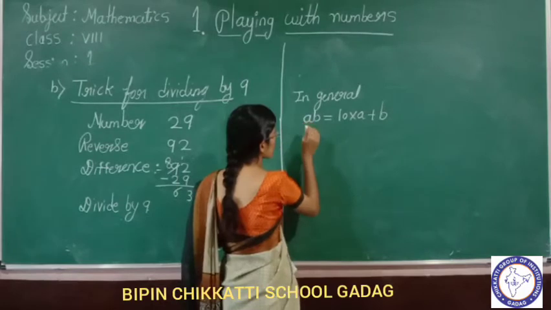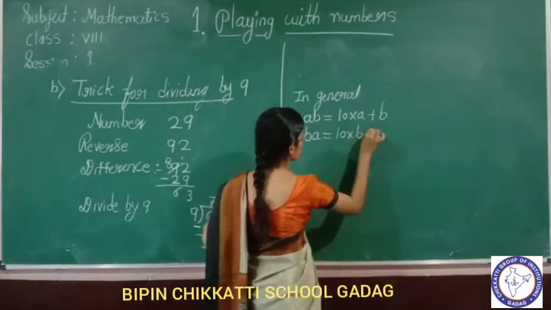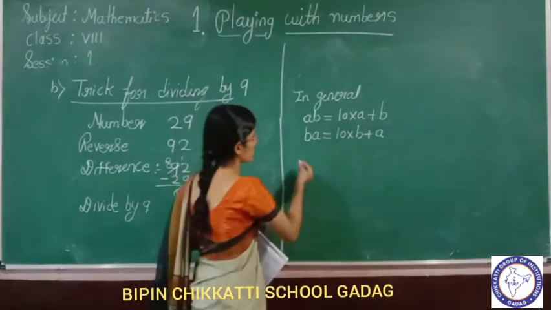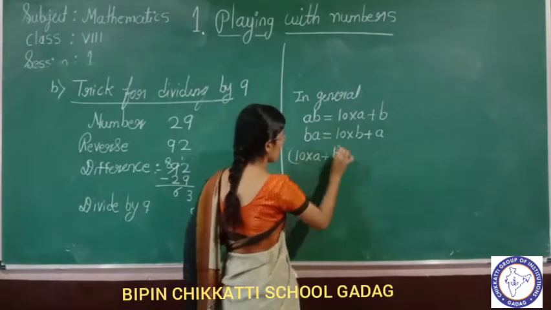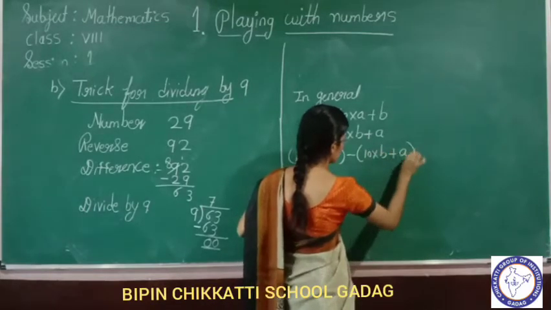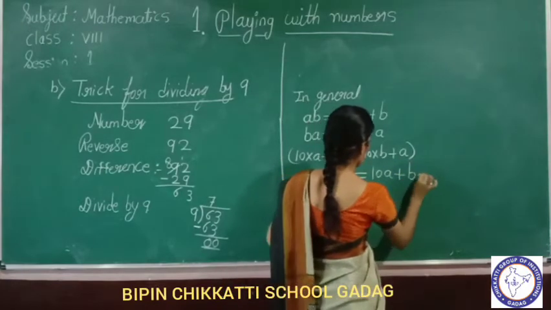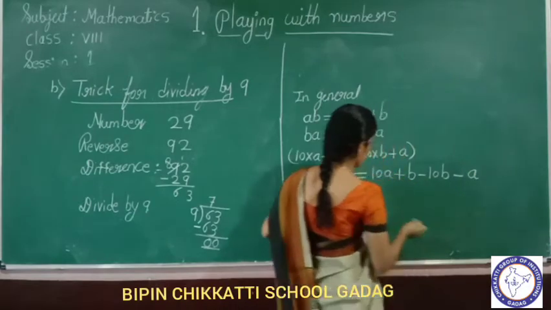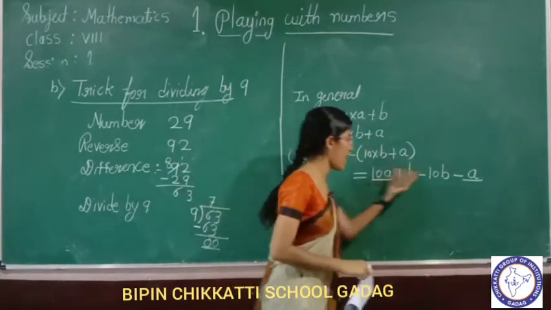Okay, and reverse this number. BA, it will become 10 into B plus A. Now do the subtraction: 10 into A plus B minus 10 into B plus A. Do the subtraction, students. 10A plus B minus 10B, and minus is minus A. Like terms can be added in algebra. Yes or no? Like terms are added.